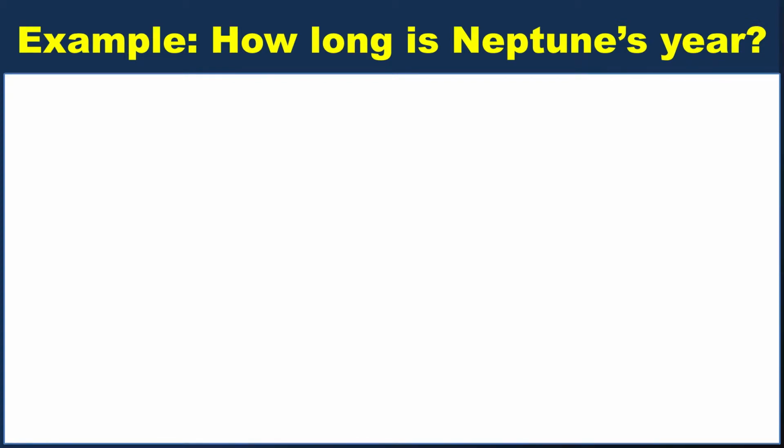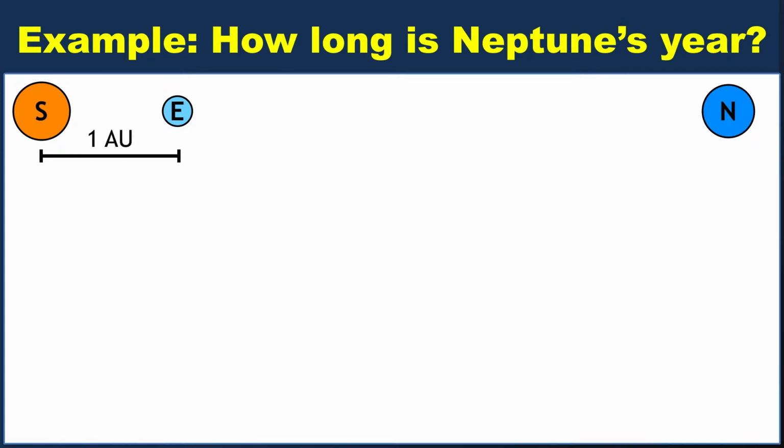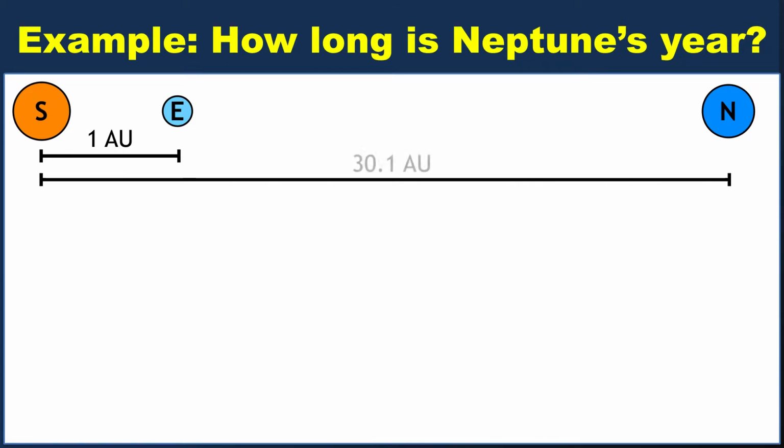I wanted to run through an example of using Kepler's third law of orbital motion to compute the length of the planet Neptune's year, namely how long it takes Neptune to go around the Sun. So here's the Sun, here's Earth, not to scale, and here's Neptune. And the distance between the Sun and the Earth, we know, is 1 astronomical unit. The distance between the Sun and Neptune, you would have to look up. It turns out it's 30.1 times that, so 30.1 AU.